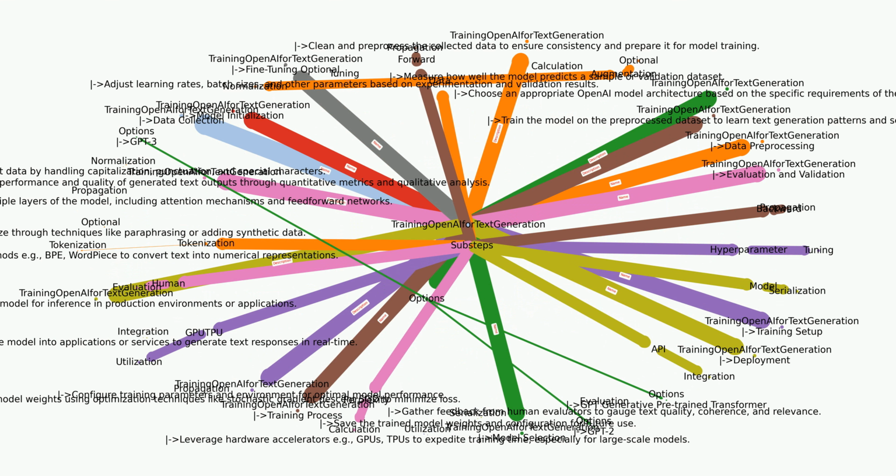Substeps: Model serialization. Save the trained model weights and configuration for future use. API integration. Integrate the model into applications or services to generate text responses in real time.